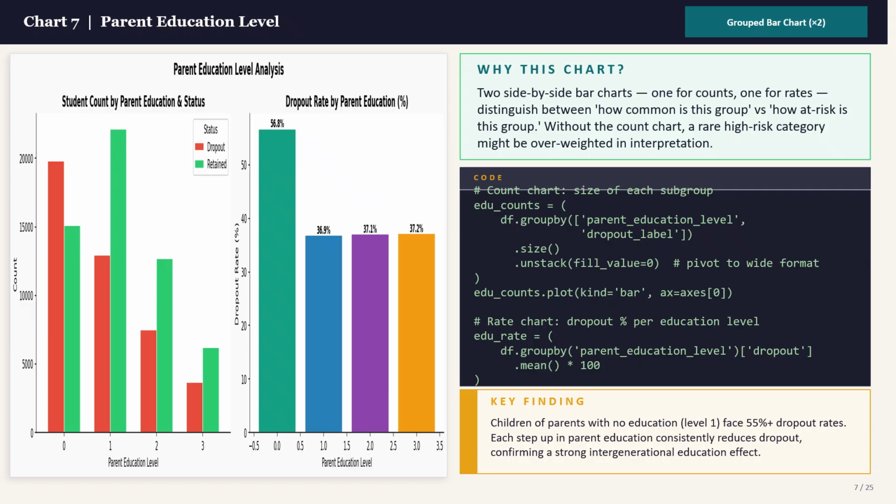And the key finding was that children of parents with no education, which is level 1, face 55% plus dropout rates. Each step up in parent education consistently reduces dropout, and this confirms a strong intergenerational educational effect. So children who had parents of no education level tended to drop out more than those that had maybe parents with some education level.